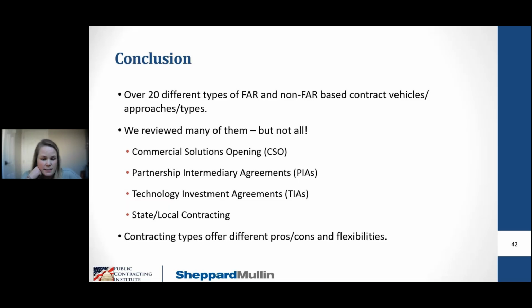Stephanie asked, do basic ordering agreements for 1099s fall under basic agreement, FAR subpart 16.7? So yes, basic ordering agreements and basic agreements both fall under FAR subpart 16.7. I think basic agreements are 16.702 and basic ordering agreements are 16.703. So they do fall under that same FAR part. But again, they are treated a little bit differently.